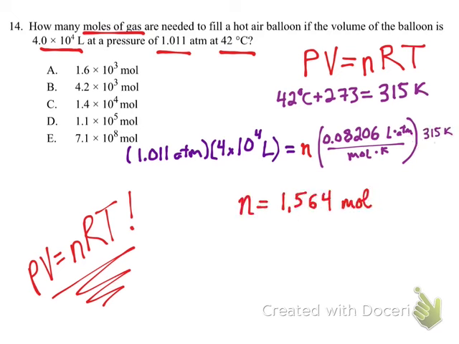So divide both sides by the 0.08206 liters atmospheres per mole Kelvin and divide both sides by the 315 Kelvin, and we'll end up getting that n is equal to 1,564 moles, which we've got 2 significant figures here, so we're going to round that to 1.6 times 10 to the 3rd mole.